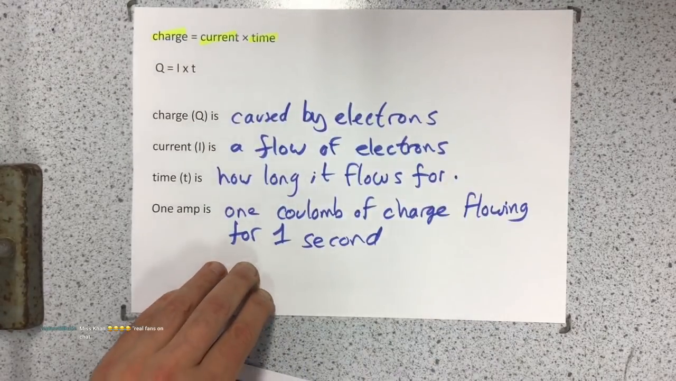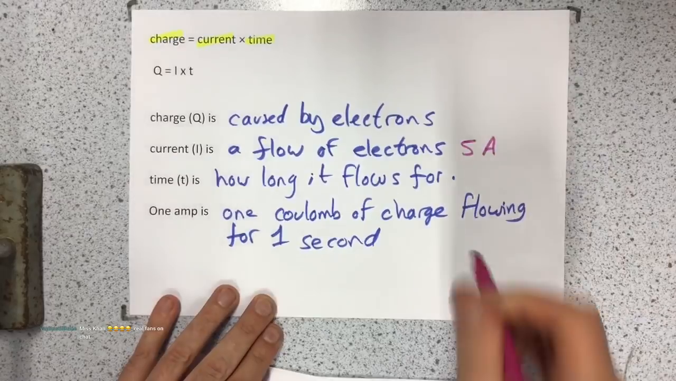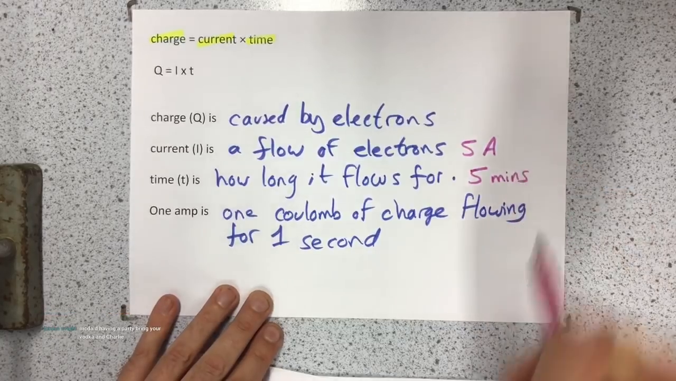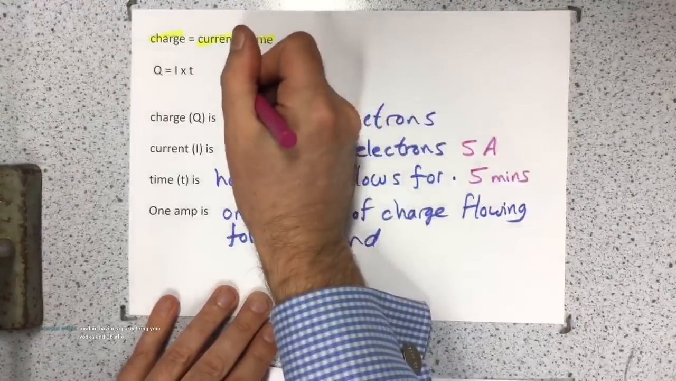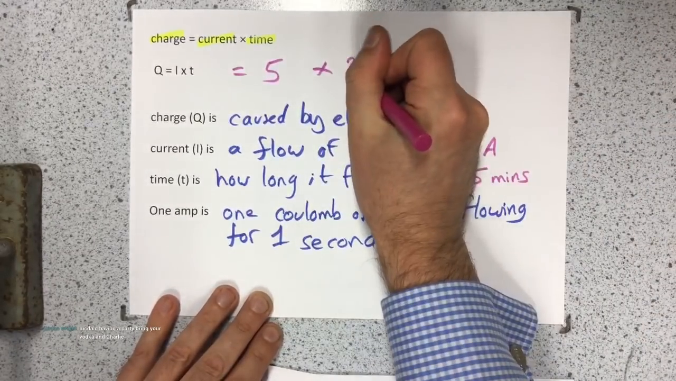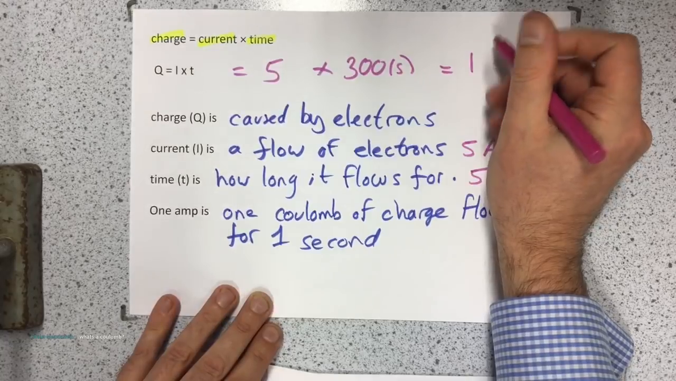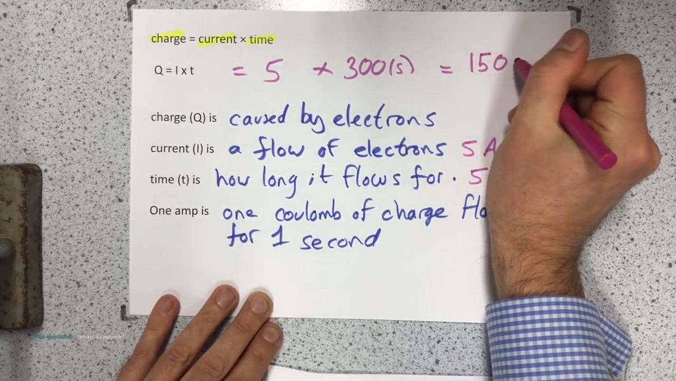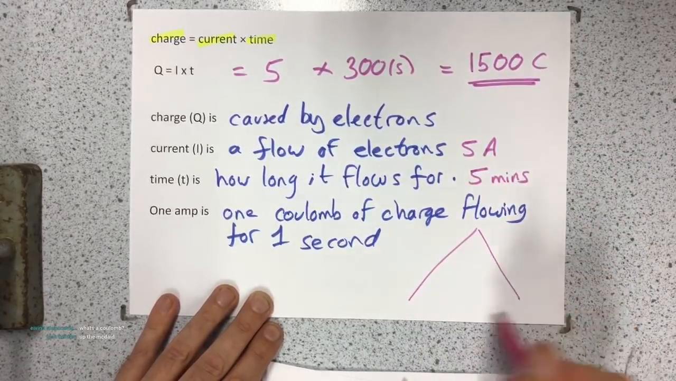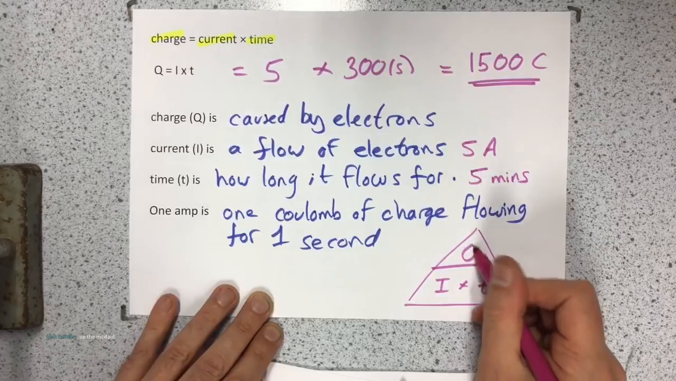Okay, so if, for example, you had a current of 5 amps and it was flowing for 5 minutes, we can work out that the charge is equal to the current of 5 amps times not 5 minutes but 300 seconds. So that would have been a charge of 1500 coulombs. Nice and straightforward, okay? And if you want to take that as a triangle, we've got I, T, and Q.